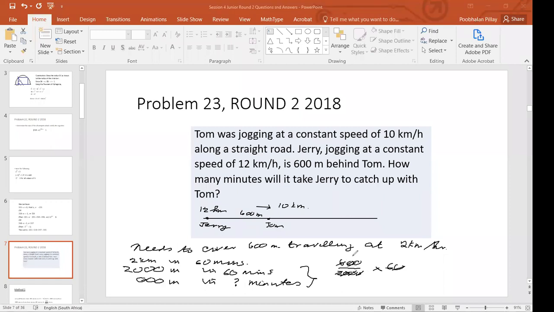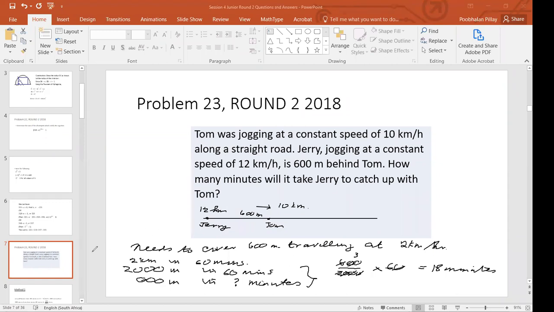The 2 goes into 6 3 times, and you get 3 times 6 is 18. Now remember, this is minutes, because 600 meters in how many minutes? So the answer is 18. The idea was to recognize that you are actually using that additional speed, 2 kilometers per hour, to cover that distance. And once you identify that, then there is no problem.